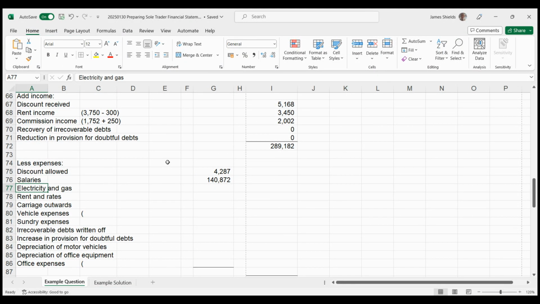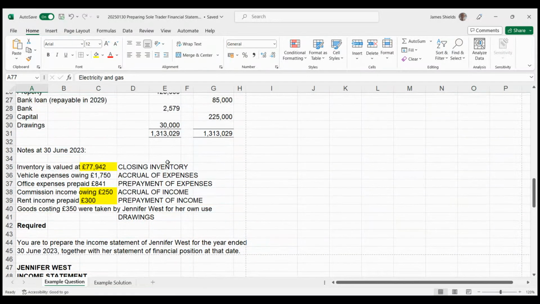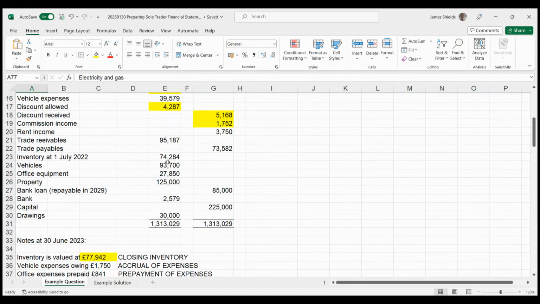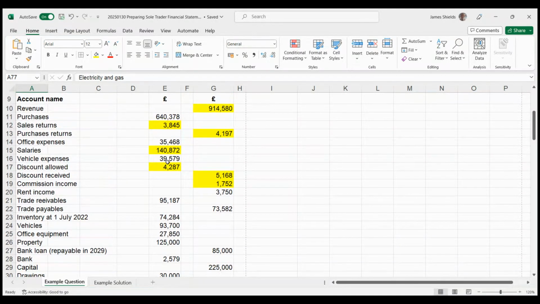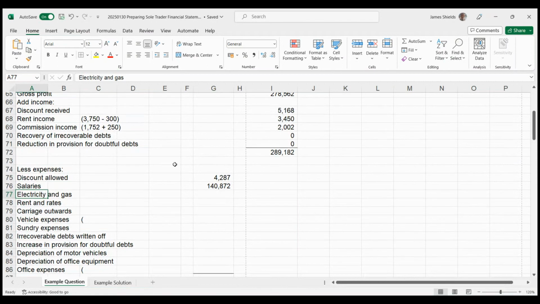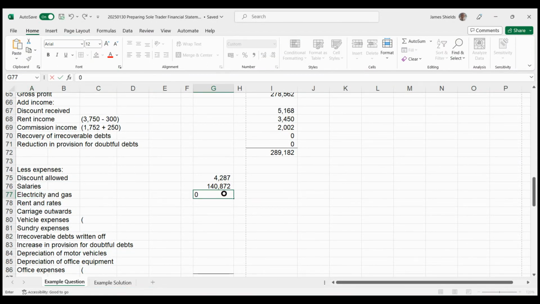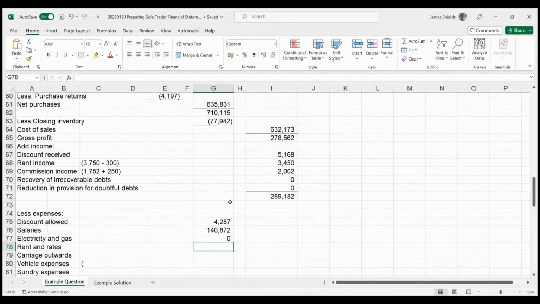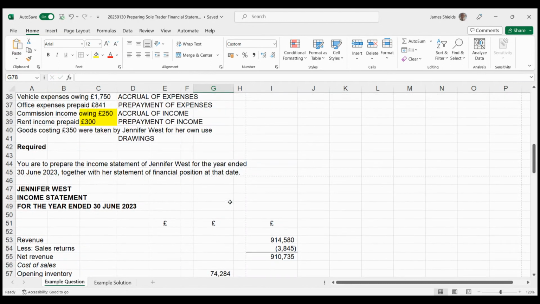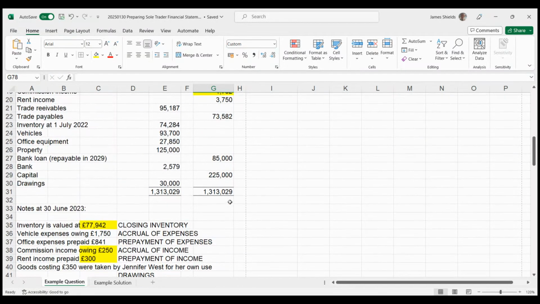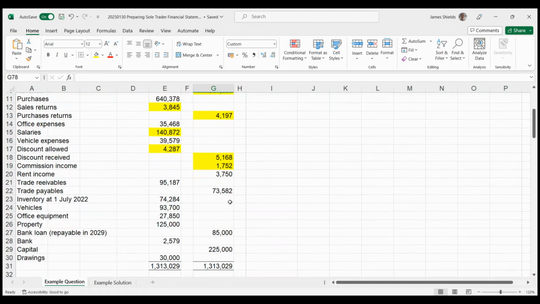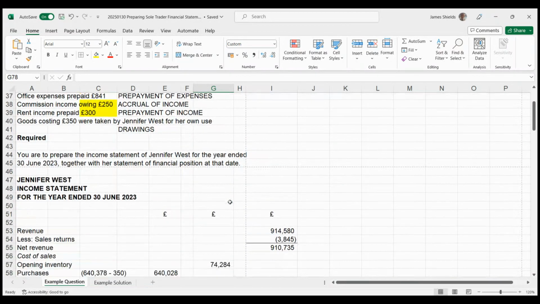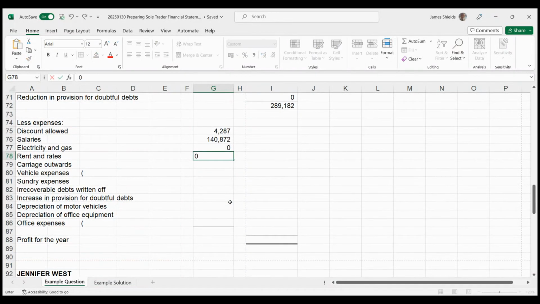Electricity and gas. Is there anything about electricity or gas in this question? Okay, I've got nothing about electricity or gas. So for the moment, I'm just going to put 0 in now. Anything about rent or rates. This is the payment of rent, not rental income. This is the payment of rent. And there's nothing about payment of rent. So that's 0 as well.